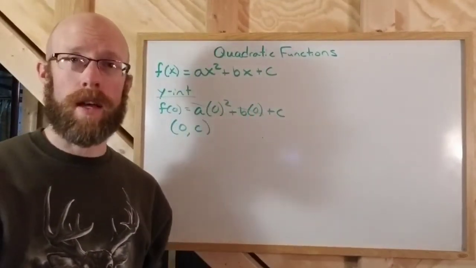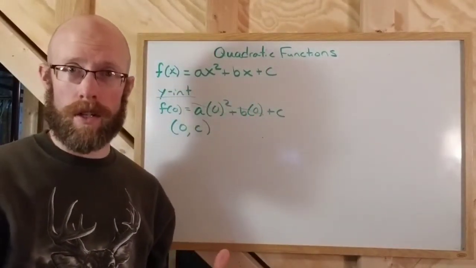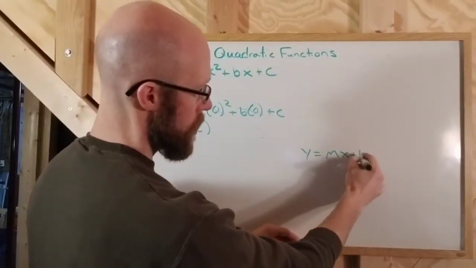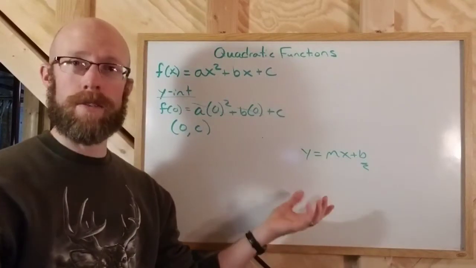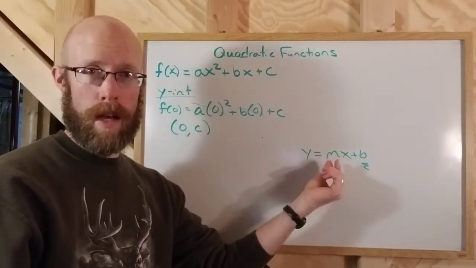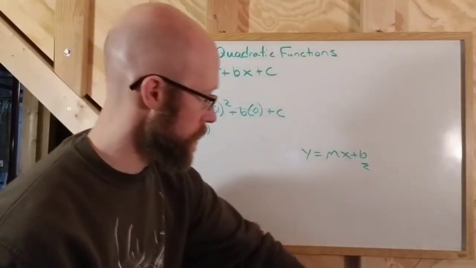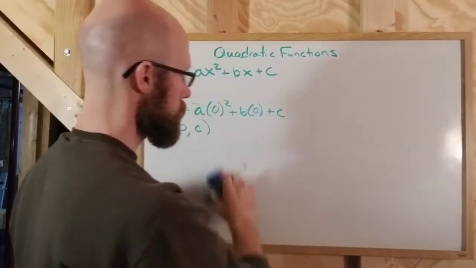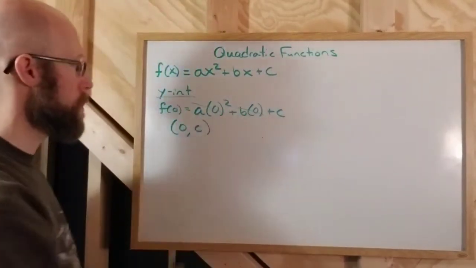In the same way that the constant on a linear function is the y-intercept, right? The y equals mx plus b. The constant there on the end is your y-intercept, because when you plug in the 0, the mx term drops out. So same idea. The constant is your y-intercept.